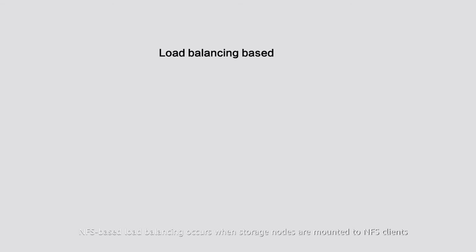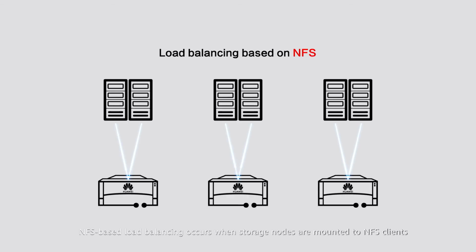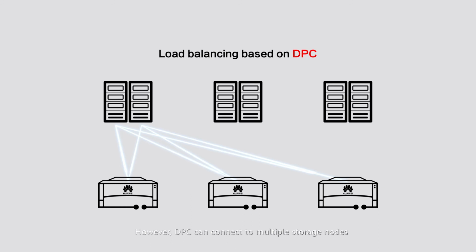NFS-based load balancing occurs when storage nodes are mounted to NFS clients, but a frequent problem is service burst, which may cause bottlenecks on a single storage node and impair performance of the entire system. However, DPC can connect to multiple storage nodes to implement I/O level load balancing among the storage nodes.